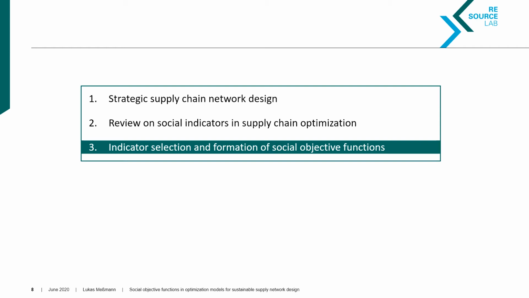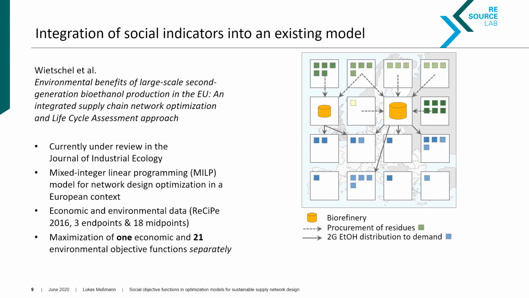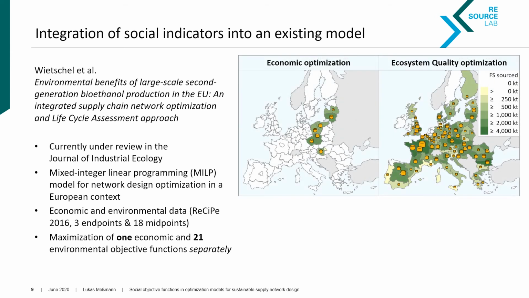And so here's how we want to go about this. Our case is a strategic network design problem of bioethanol production in the European Union, and it's currently under review in the Journal of Industrial Ecology. And in this article, we optimized this network in terms of economic and 21 different environmental objectives separately. And now we want to integrate the social dimension.